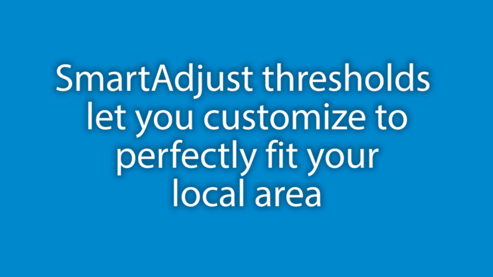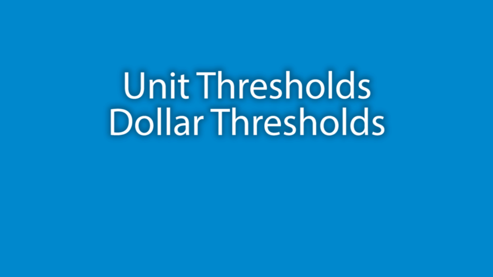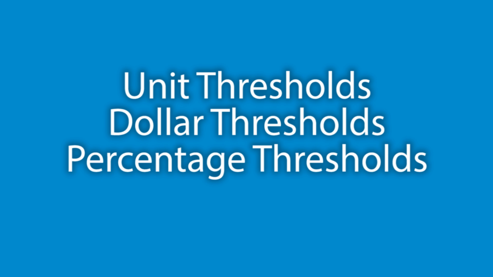There are three types of thresholds you can set in SmartAdjust: unit thresholds, which means only adjust if the difference in units is at least X; dollar thresholds, which means only adjust if the total adjustment is at least X number of dollars; finally, percentage thresholds, which means only adjust if the adjustment value is at least X percentage of the comparable sell price.